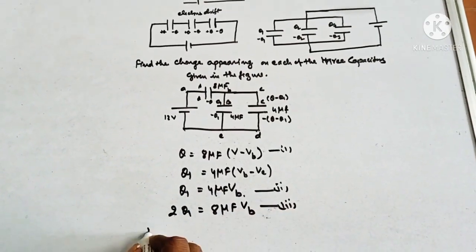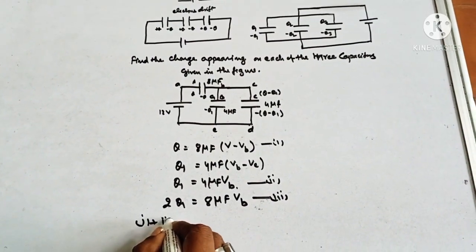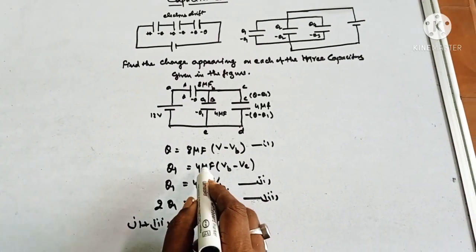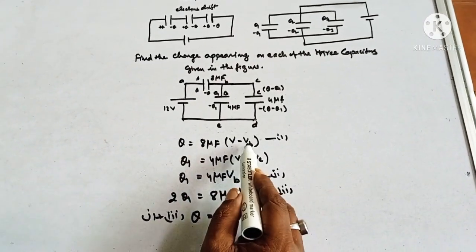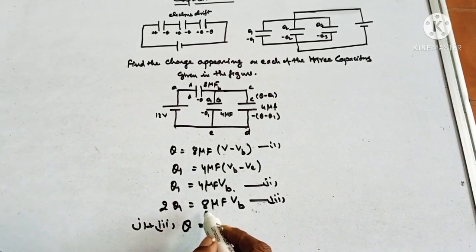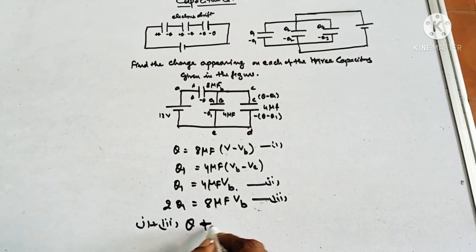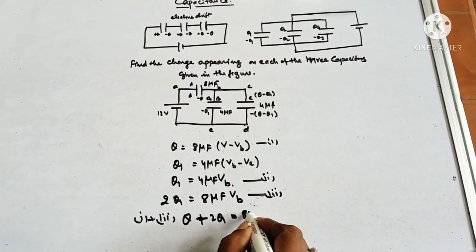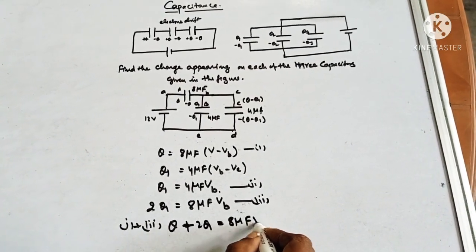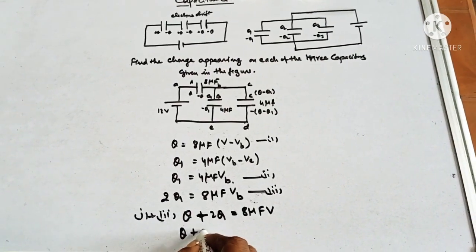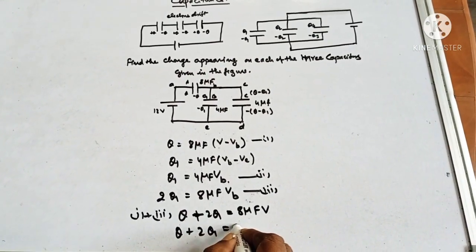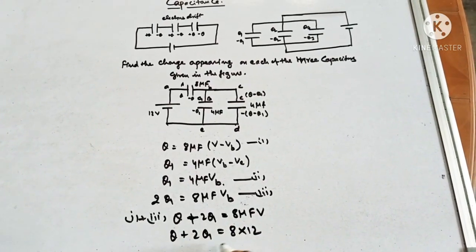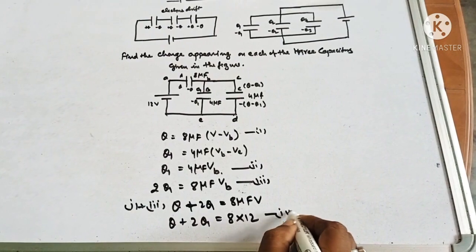Now if I add 1 plus 3, what I get? We get Q, here 8 VB minus 8 VB cancels out, so Q plus 2Q1 is equal to 8 microfarad into V. V is 12, so Q plus 2Q1 is equal to 8 into 12. This I get here. Now this be equation 4.